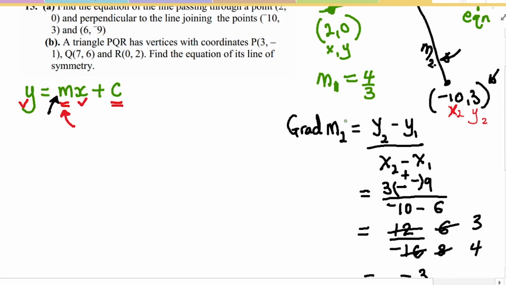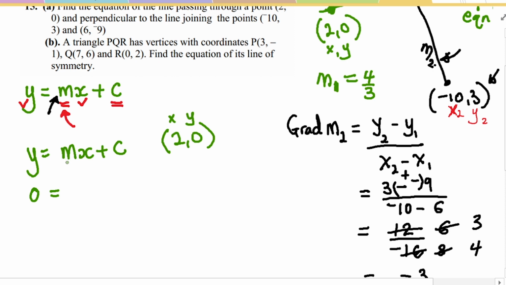Now that we have our gradient as 4 over 3, we can go ahead and find the equation of the line. So from here we can simply say we know that y is equal to mx plus c. So what's the value of y we are counting on? Remember, this green line is going through a point 2, 0. So this is our value of x, that's our value of y. So our value of y here is 0. So 0 is equal to our value of m, which we got as 4/3, times our value of x, which is 2, plus our value of c.